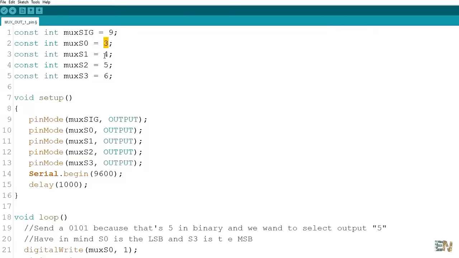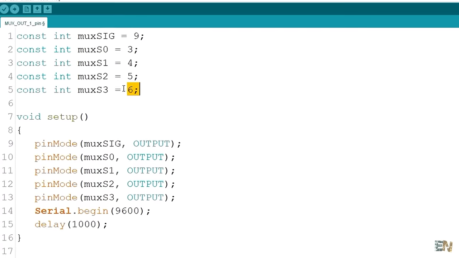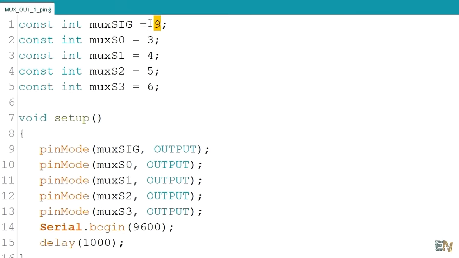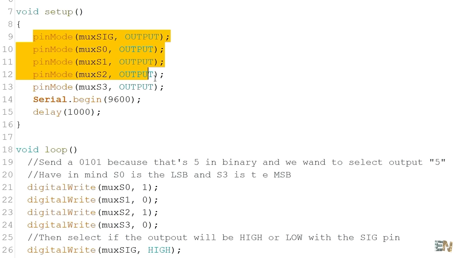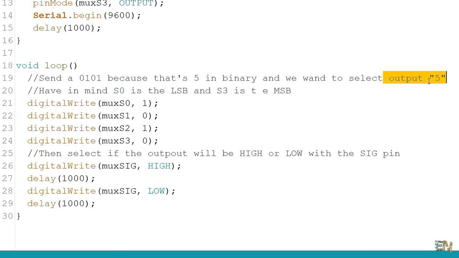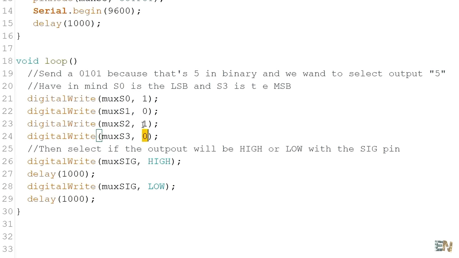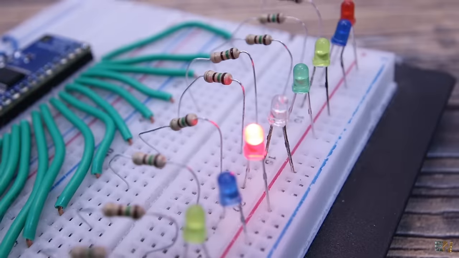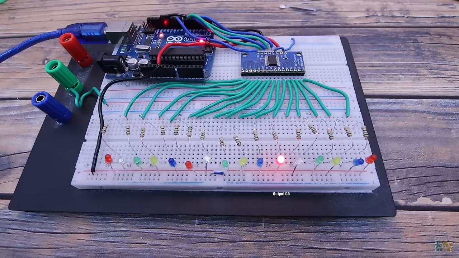We select the control pins as the digital pins of the Arduino 3, 4, 5 and 6. They could be any other 4 pins if you want. I also set the signal pin to be the pin 9, for example. In the setup loop, we set all pins to be outputs. And now, for example, let's turn on the output 5 of the MUX module. And remember that for that we need to send a 0101. So we set the S0 to a 1, the S1 to a 0, the S2 to a 1, and the S3 to a 0. Now all that's left to do is to set the signal pin to high and then to low. So I run this code and as you can see, the output 5 is now blinking on and off. So that was very easy.